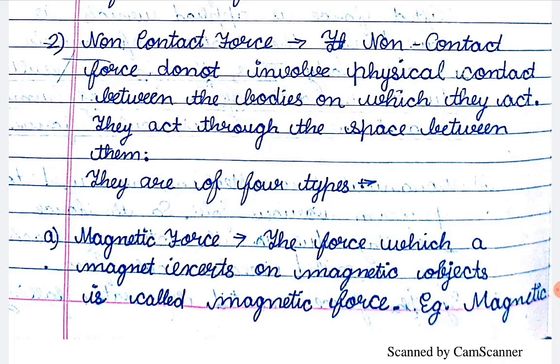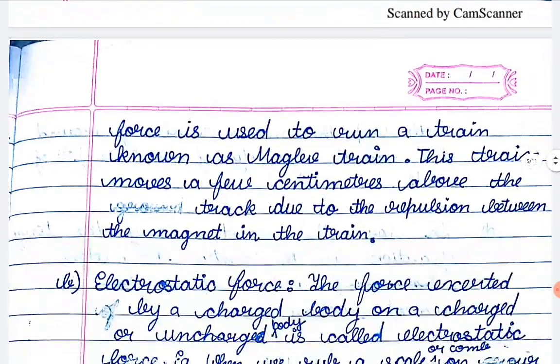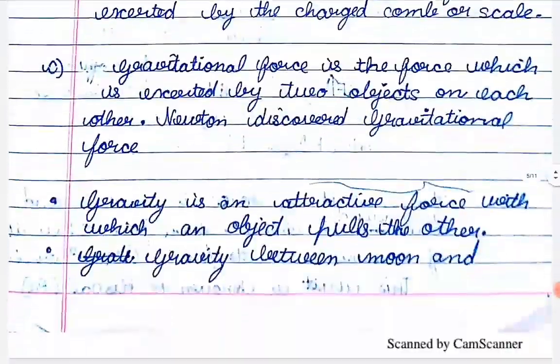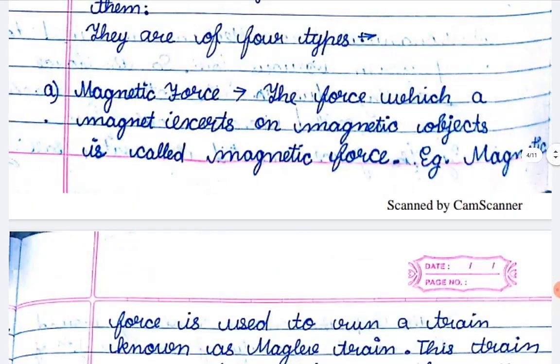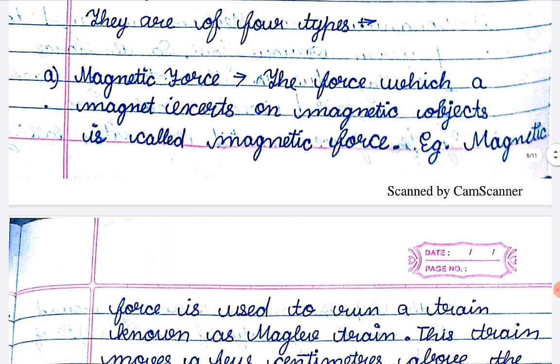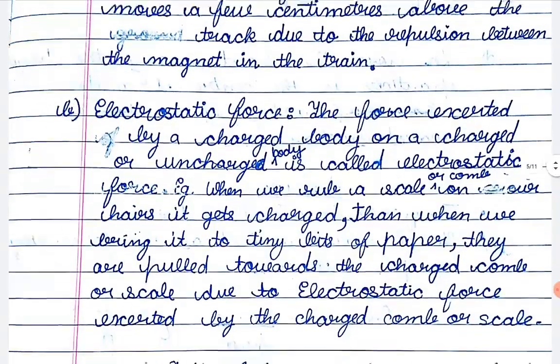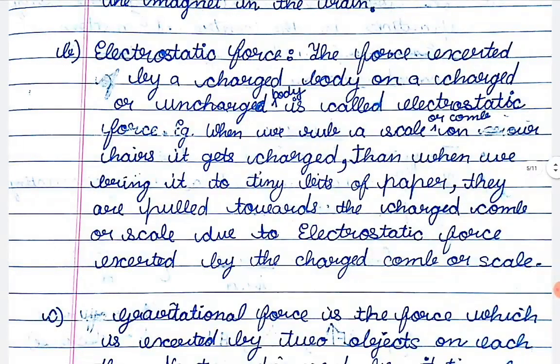Now, non-contact force. Non-contact forces do not involve physical contact between the bodies on which they act. And they are of four types: magnetic force, electrostatic force, gravitational force and nuclear force. So first we come to magnetic force. The force which a magnet exerts on magnetic objects is called magnetic force. Electrostatic force. The force exerted by a charged body on an uncharged body is called electrostatic force.